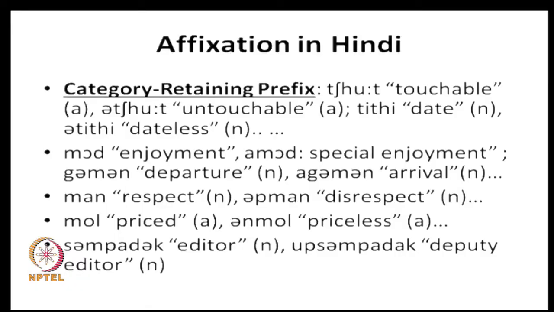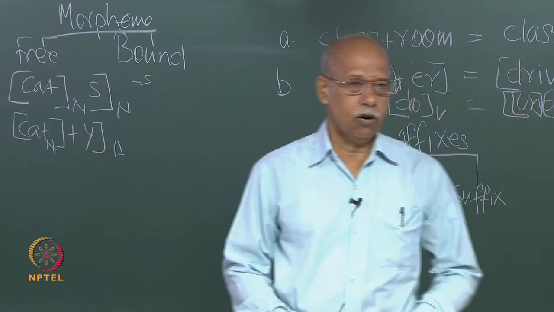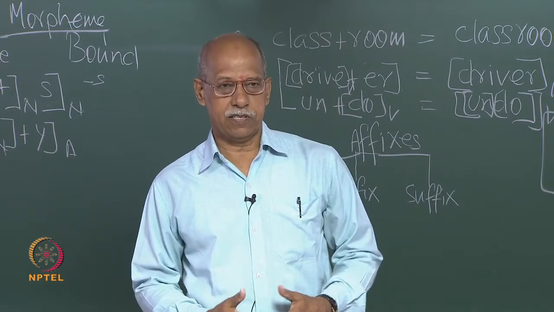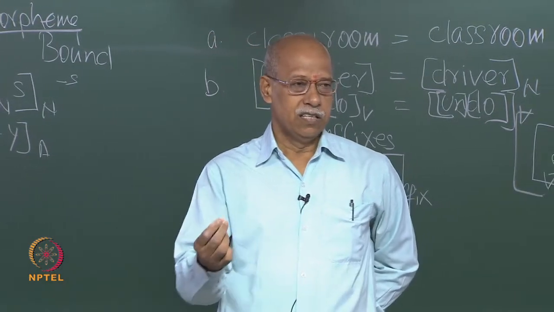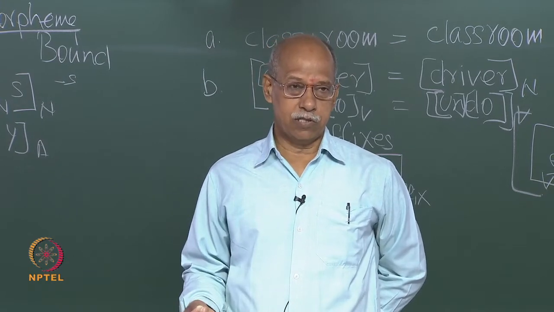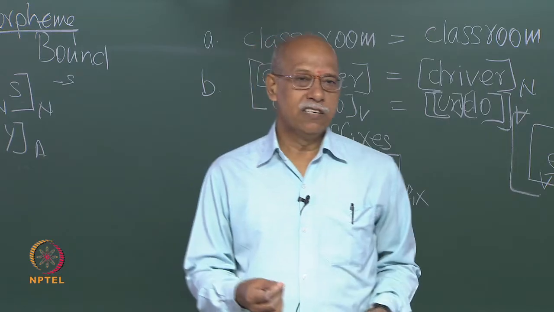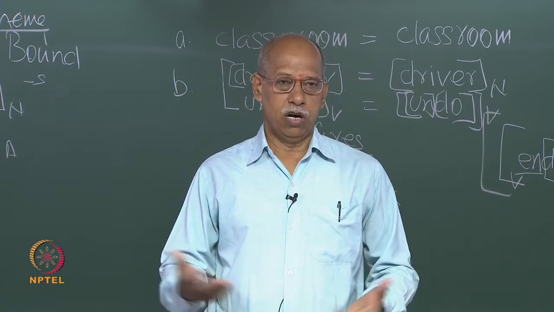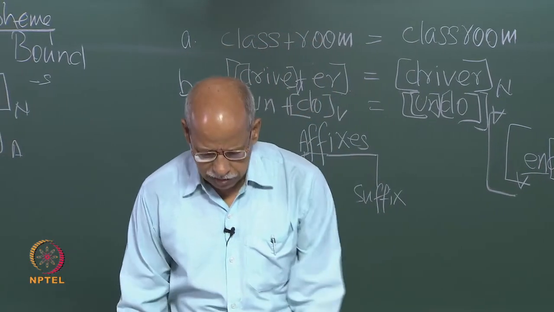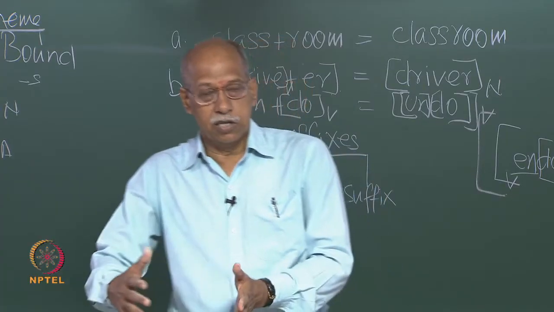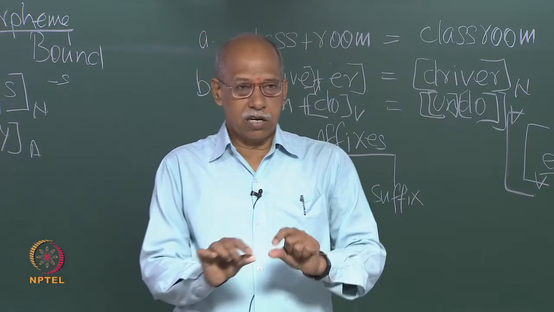Okay, does it happen only in English? No, it happens in all languages. Say, for example, look at some category retaining prefixes. Say, for example, a in Sanskrit, which we use in many Indian languages. In Hindi, for instance, you have chhoot, touchable, chhoot ki bimari ho jayegi, contagious, touchable. But when you add a, it becomes achhoot, untouchable. Okay? So that is achhoot. Similarly, tithi, if you add a, what does it become? Atithi, guest. Tithi was noun, atithi is noun, these are category retaining suffixes.